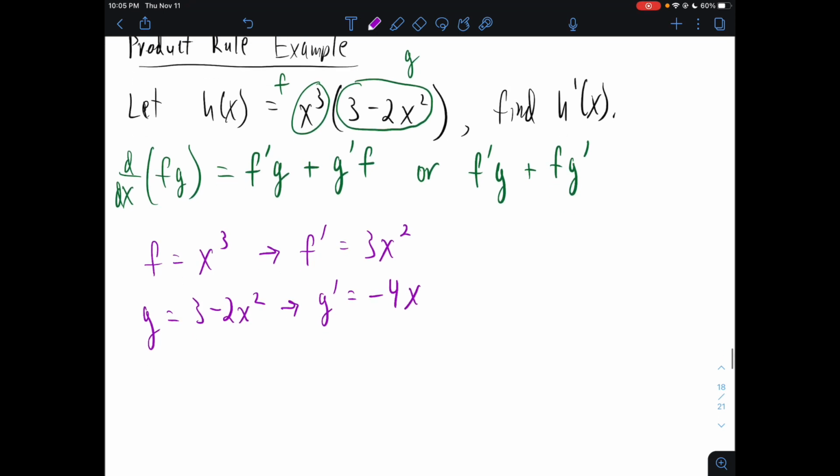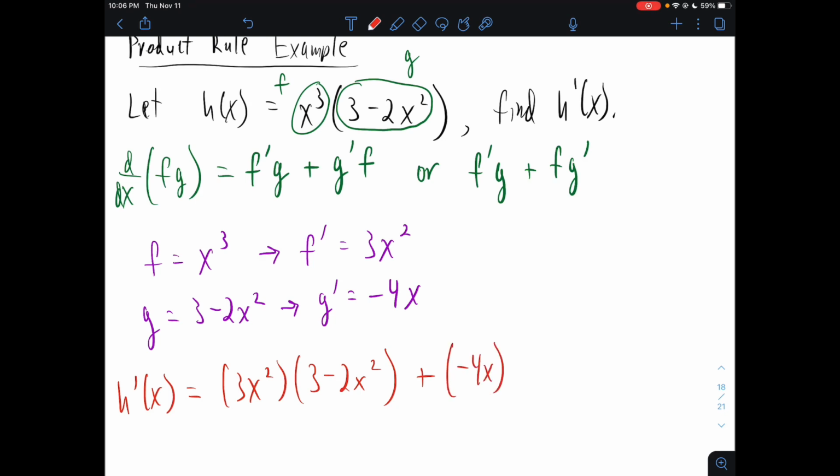So then h prime of x will be, first we're going to have f prime g, so that'll be 3x squared times 3 minus 2x squared, plus g prime, which I'm going to write in parentheses, negative 4x, times f, which is x cubed. And then we should try to think of, can we factor what we've got?